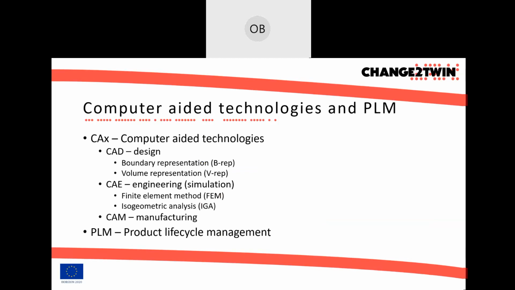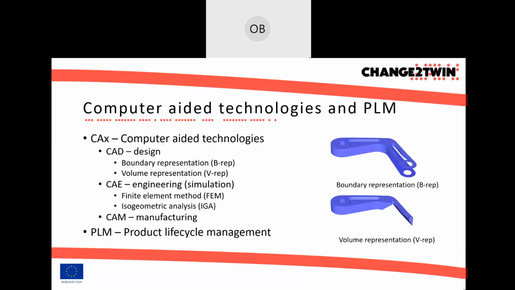So let's start by looking at computer-aided technologies and PLM, product lifecycle management. The CAx refers to the three technologies of computer-aided design, computer-aided engineering, and computer-aided manufacturing. Computer-aided design, CAD software, is typically the starting point in product development where the idea gets transformed into a digital model. Most CAD systems today still use boundary representations, which essentially means that the interior of the object is hollow.